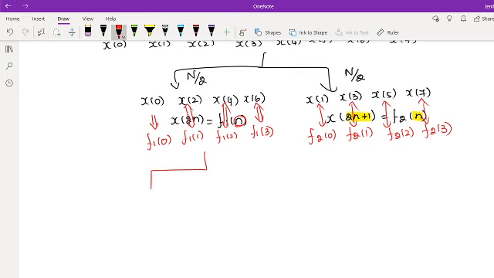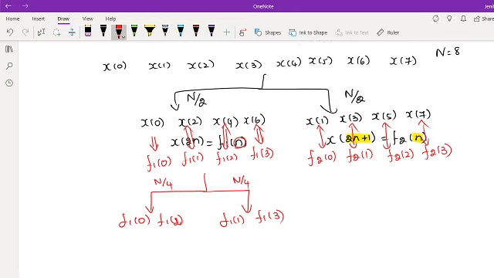Again the grouping is with respect to even and odd. The even representation is F1 of 0 and F1 of 2, and the odd representations are F1 of 1 and F1 of 3. So again I am dividing into even and odd, and now N by 2 is divided into N by 4 point DFT. So two N by 4 point DFTs are combined together into an N by 2 point DFT, and two N by 2 point DFTs are combined together into an N point DFT.